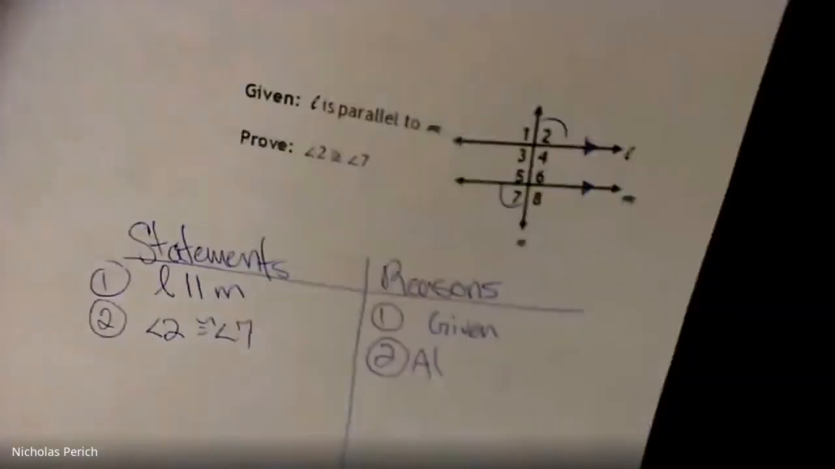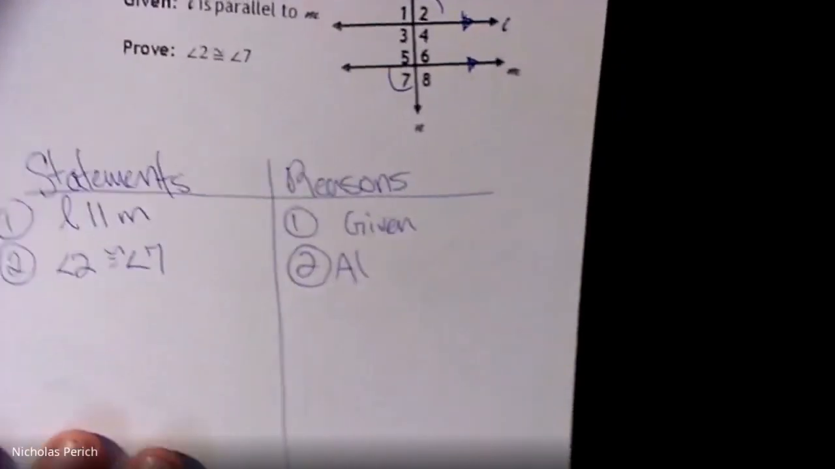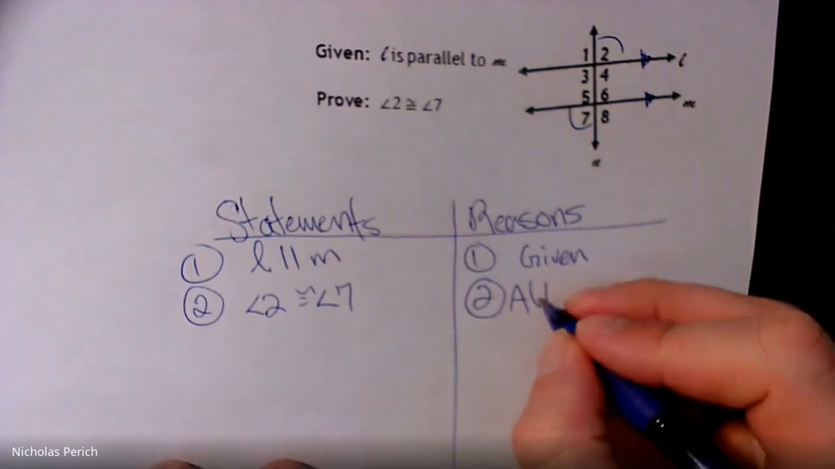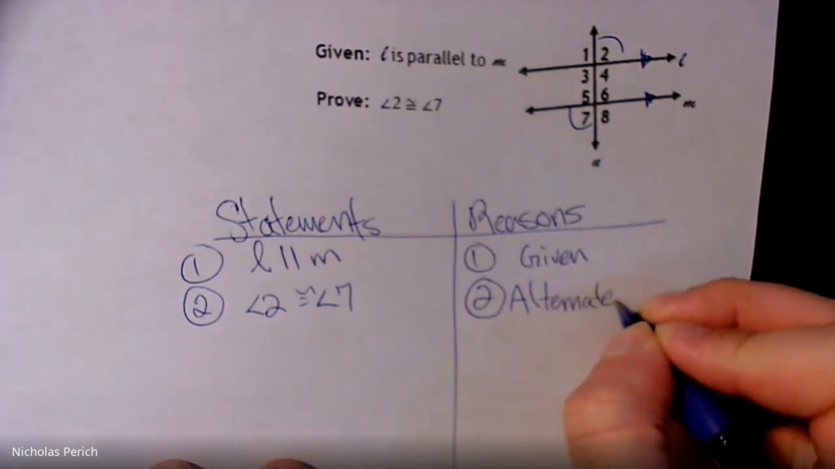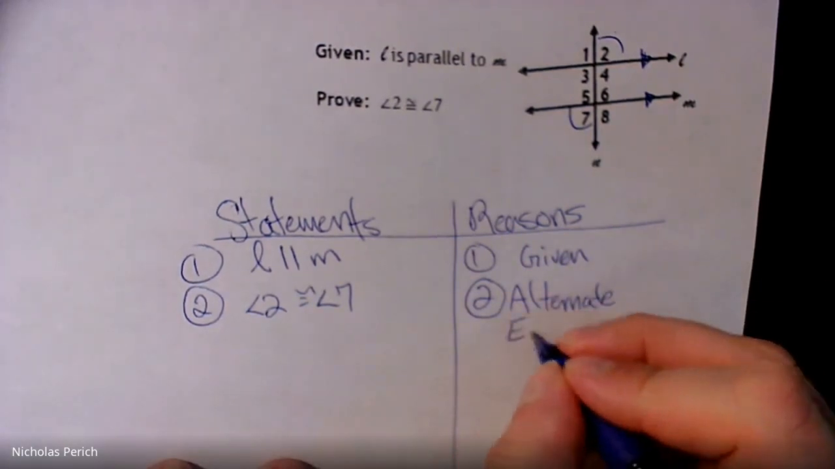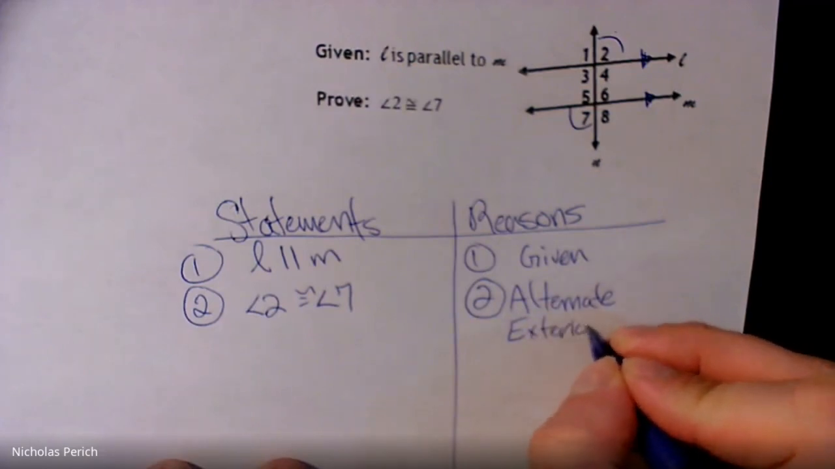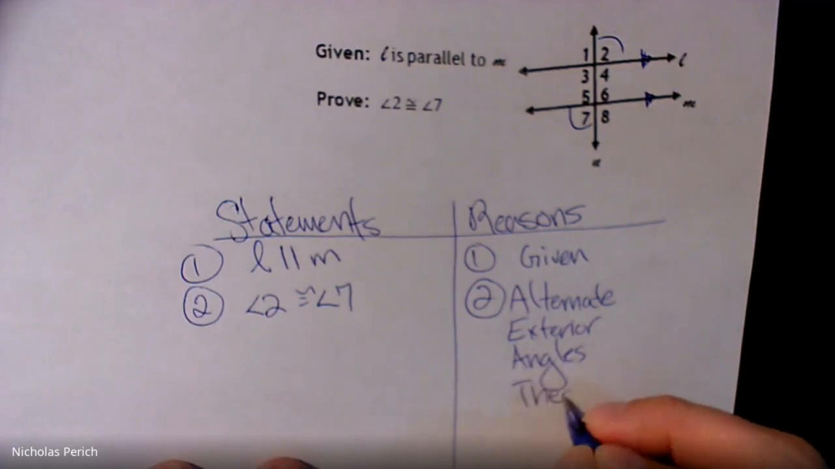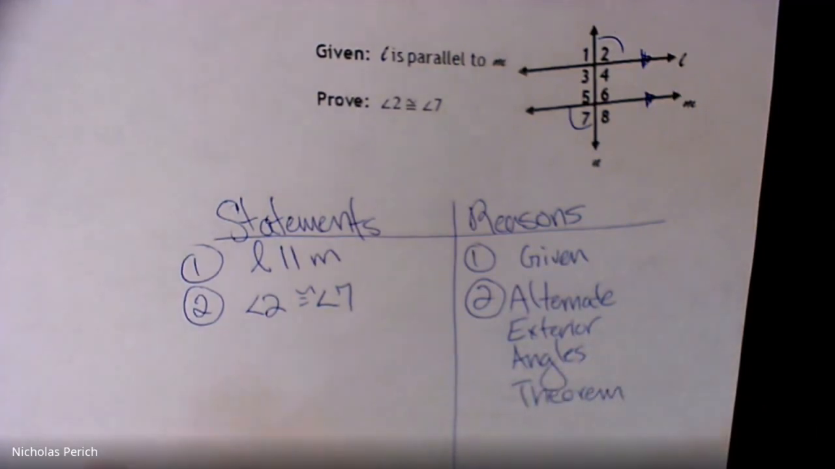alternate exterior angles theorem. So that was insanely easy.